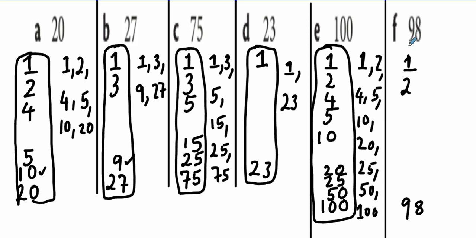Now we do some calculations. 98 divided by 2, the answer will be 49. So you record it over here. 98 divided by 2, the answer is 49. That is correct. Then you go to 3. 98 divided by 3 is not possible. You try 4.